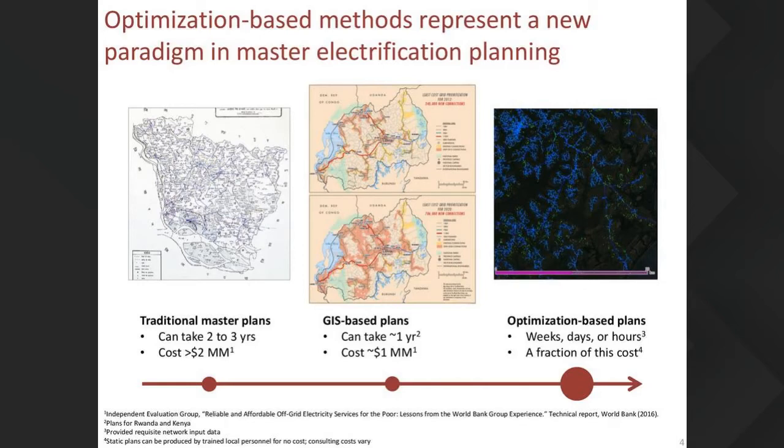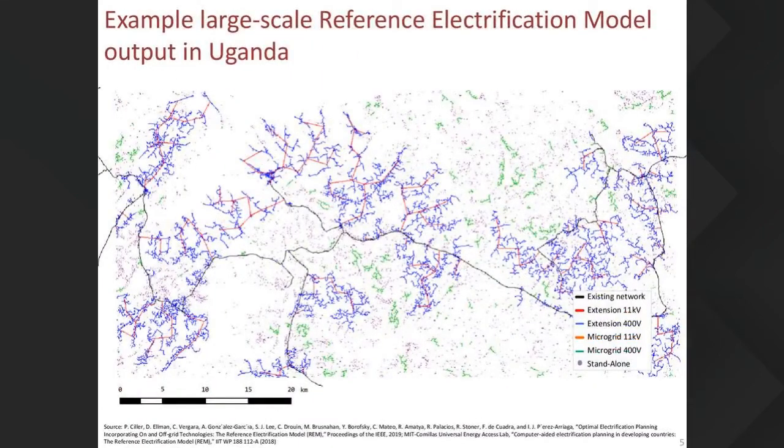So the idea is that, well, once we have information of some quality, we can actually automate a lot of this process. And we have now a new paradigm, optimization-based plans that run on computer servers. They can take really weeks, days, or hours, depending on the size, and they can run at a fraction of the cost, largely depending on what information is available to run them. And our group is building one of these electrification models, these optimization-based models, to do this.